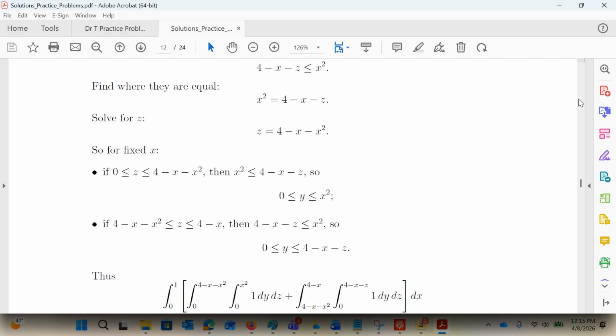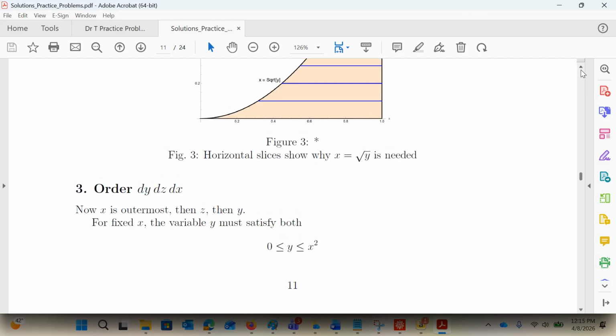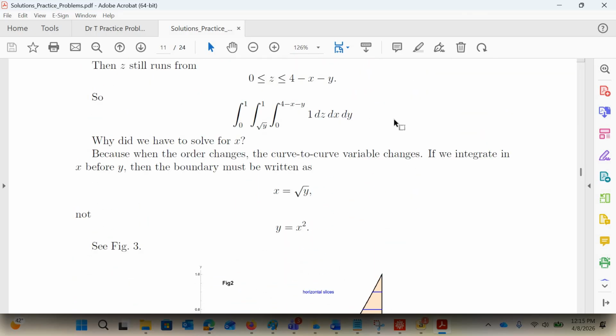What I do want you to be able to do on number 5 is switch from dz dy dx to dz dx dy. You should understand that completely. Text me if you don't understand.